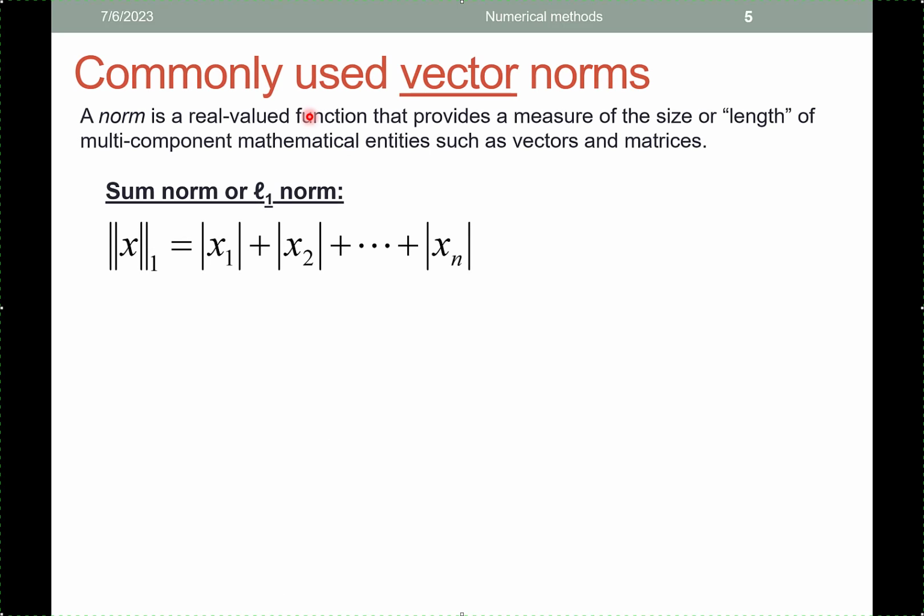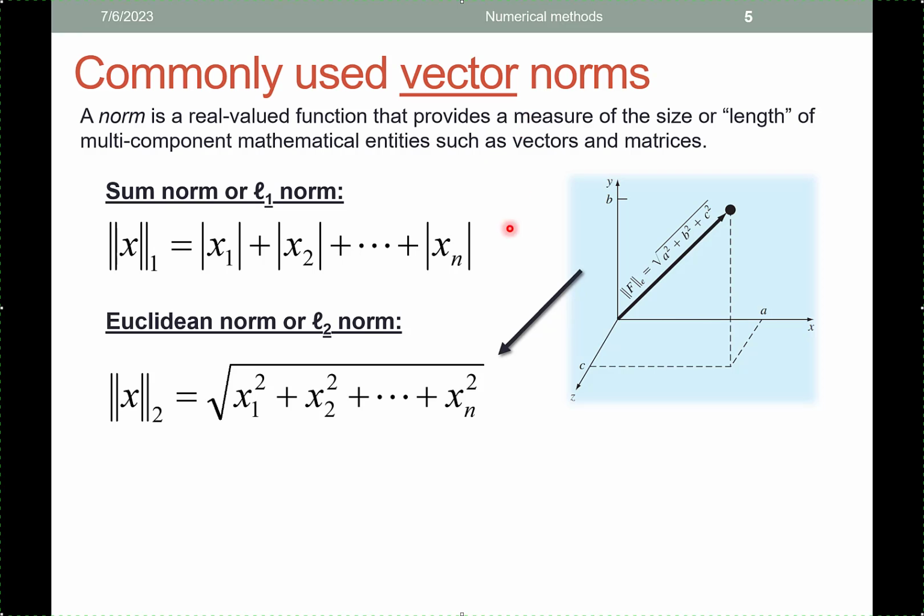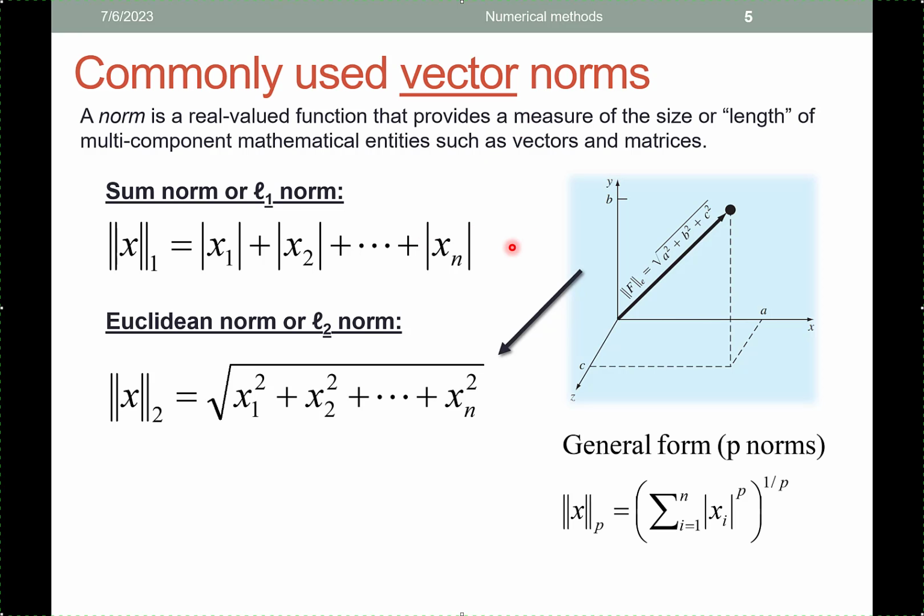All right, so what are commonly used vector norms? In this case, again, this is a vector, not a matrix. You can have the sum norm, which is the sum of all the absolute values in the vector. Or you could have the Euclidean norm, represented by the L2 norm, which is the square root of the sum of the squares of all of the components in the vector.